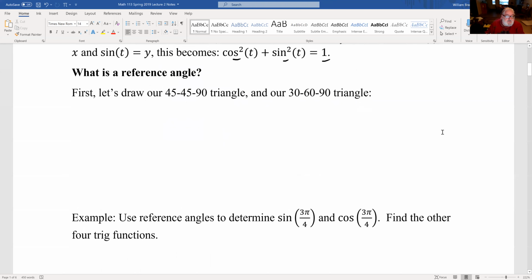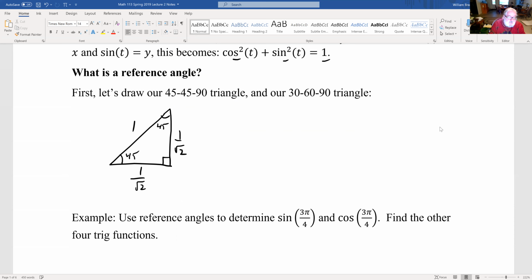So reference angles, what is a reference angle? So we have two basic triangles. One is the 45, 45, 90 triangle. So two 45-degree angles and a 90-degree angle. And the sides, as we showed last time, have length 1 over root 2. And then we also have a 30, 60, 90 triangle.